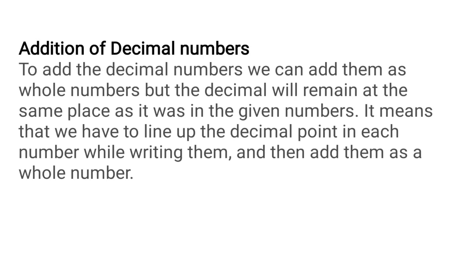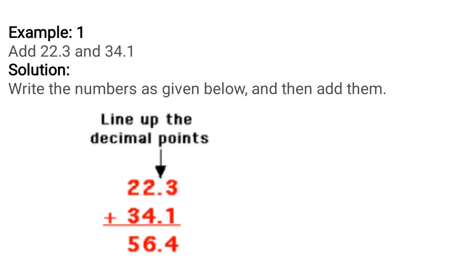Now let us learn how to do addition of decimal numbers. To add the decimal numbers, we can add them as whole numbers, but the decimal will remain at the same place as it was in the given numbers. It means that we have to line up the decimal point in each number while writing them and then add them as a whole number. Here, let us see an example which would help us to understand how to add the decimal numbers.